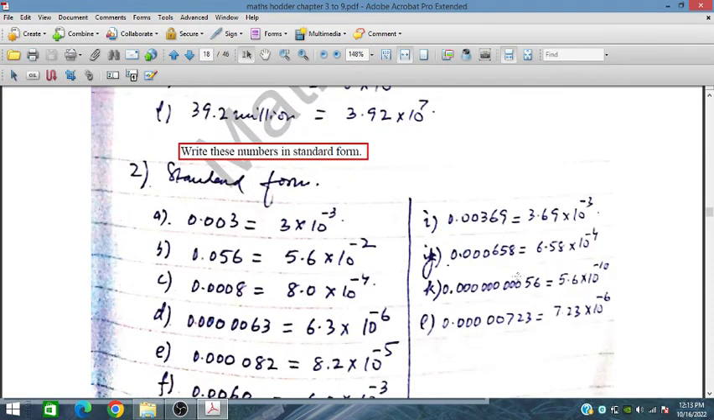Similarly for this one, standard form. The decimal point moves from here to here, 1, 2, 3, minus 3, so 3.0 into 10 to the power minus 2. This is 5.6 into 10 to the power minus 2. The decimal point moves to here, because we write 1 digit before the decimal point and 1 digit after it. So this is 5.6. This is 8.0 into 10 to the power minus 4. This is 1, 2, 3, 4, 5, 6, so 6.3 into 10 to the power minus 6.